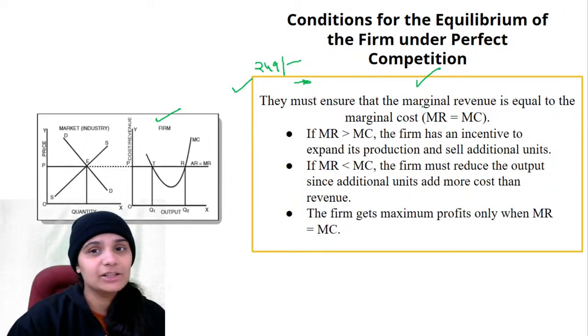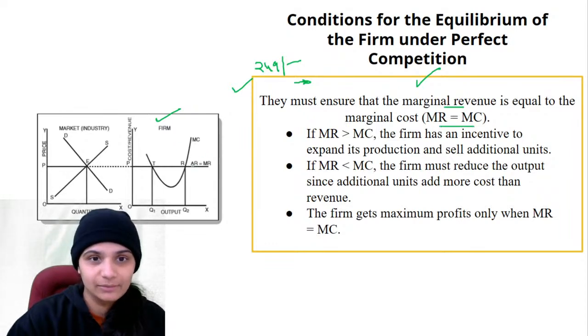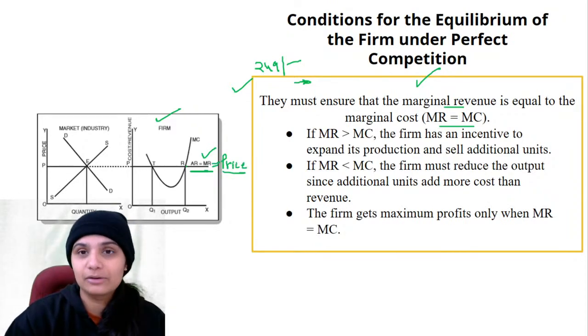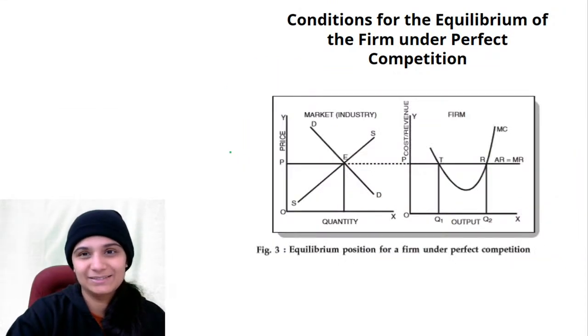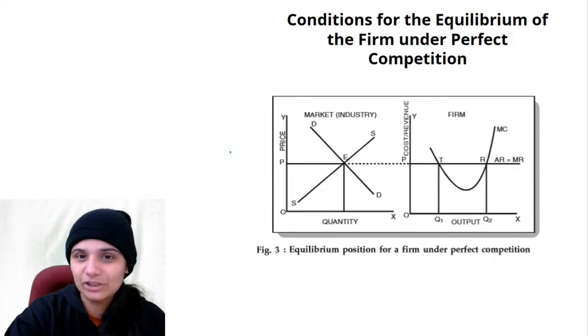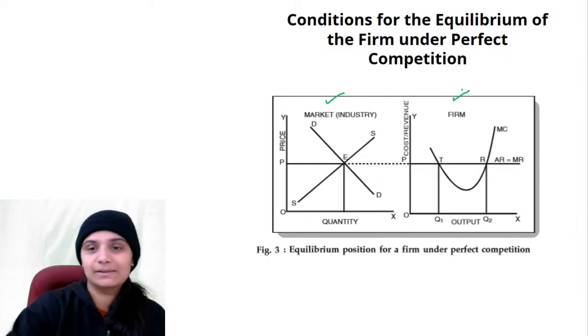Okay, so they must ensure that marginal revenue is equal to marginal cost. Here, what do you have? Your average revenue equals your marginal revenue equals your price also. This is your perfect competition, right? So this is your equilibrium condition. My market and my firm is here.